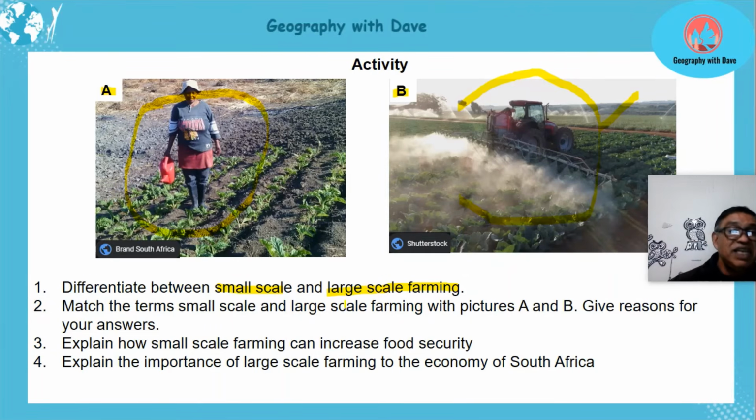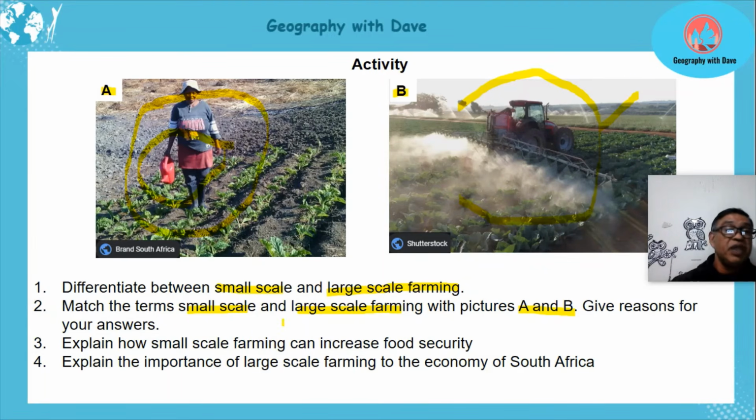Then we say match the terms small scale and large scale farming with pictures A and B. A, of course, you know, is small scale. B is large scale. Why? You can see in A, lack of modern technology being used. A watering can is done on a smaller scale. Whereas in B, you can see technology being used, in the way it's being irrigated by use of tractors, etc. And it's done on a large scale.